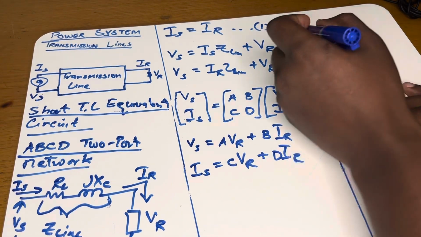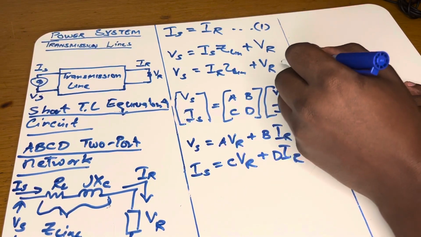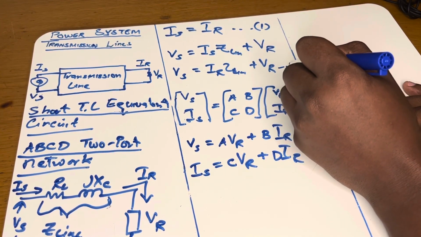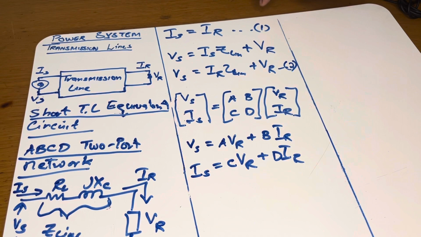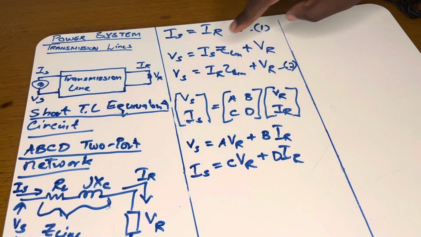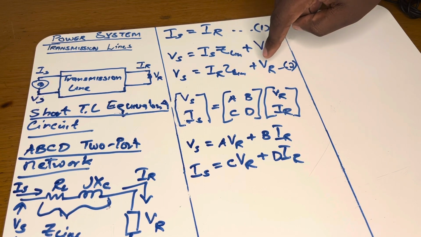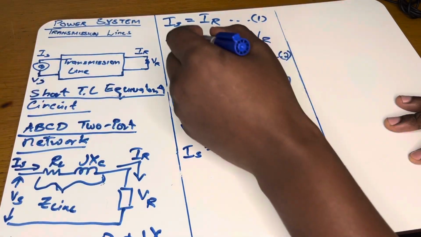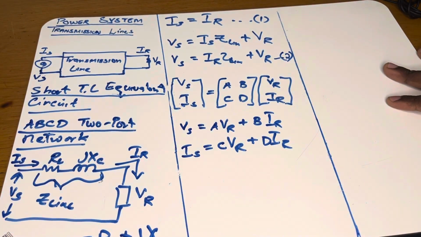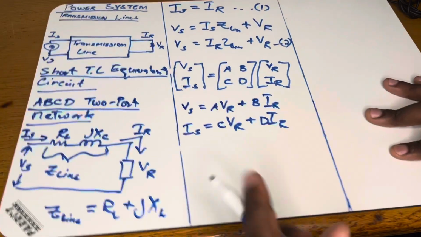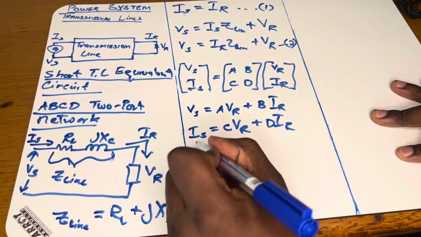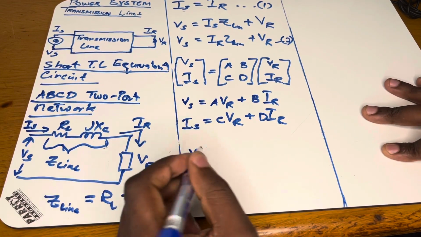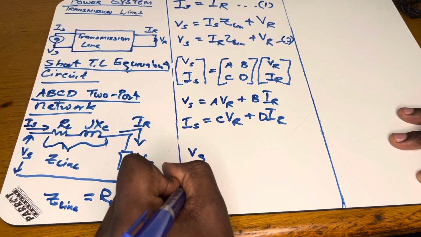So now we had this equation, Vs equation, we had equation 1, second equation. We have equation 1 for the short transmission line, and Is is equal to IR. It doesn't change on short transmission line. We have Vs on short transmission line as IR times Z line plus VR. So now how do we write this in this form? Okay, so we know we have Is and Vs.